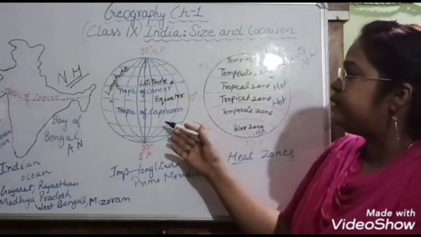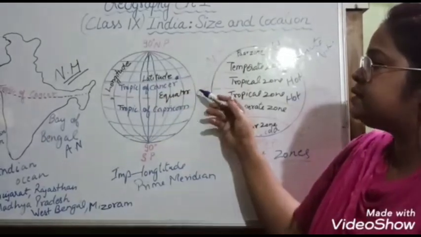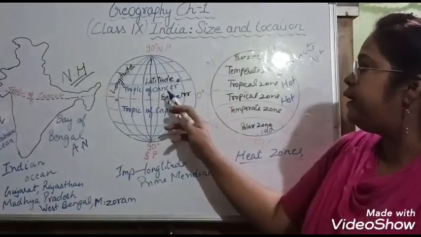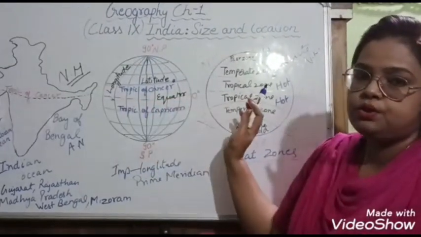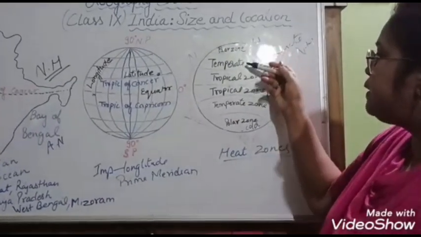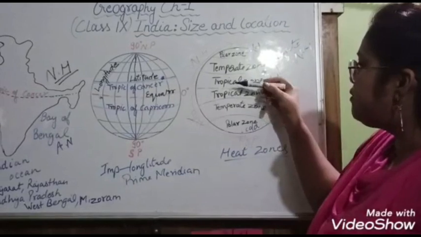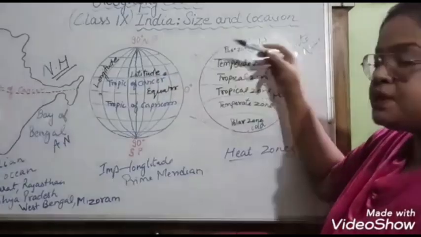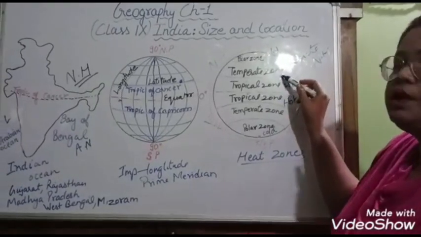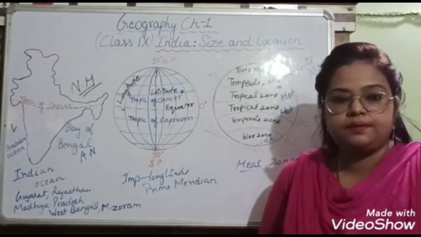This is what I have made you understand about the latitudes and longitudes. Latitudes are imaginary horizontal lines from east to west, and longitudes are imaginary vertical lines from north pole to south pole. So this must be understood. And then the heat zones: polar, temperate, tropical, temperate, polar, and the north pole and the south pole. From the equator to the north pole, northern hemisphere. From the equator to the south pole, southern hemisphere, and India lies in the northern hemisphere. Is it clear, children? We will be moving on to further important points.